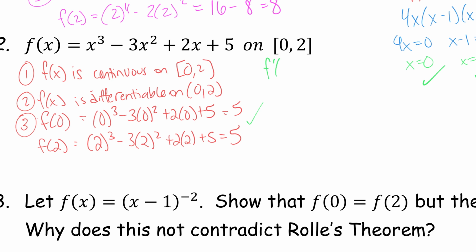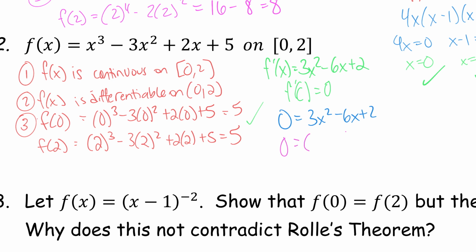So f prime of x is going to be 3x squared minus 6x plus 2. We need some f prime of c to be equal to 0, so we're going to set that derivative equal to 0 and solve. That means we need to factor this. So this looks like it's going to factor to be... not factorable. Okay, plan B. If it's not factorable, we're going to go straight into the quadratic formula.